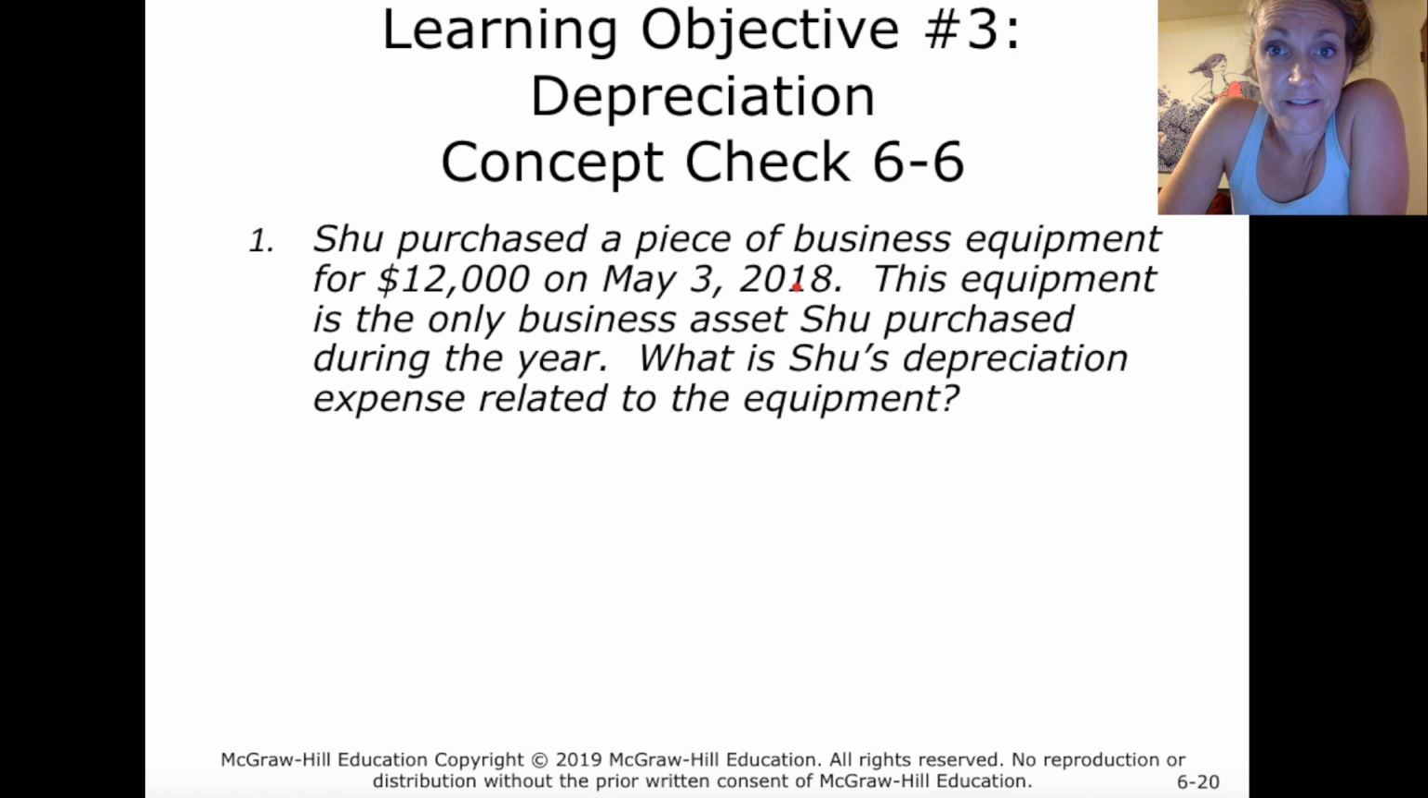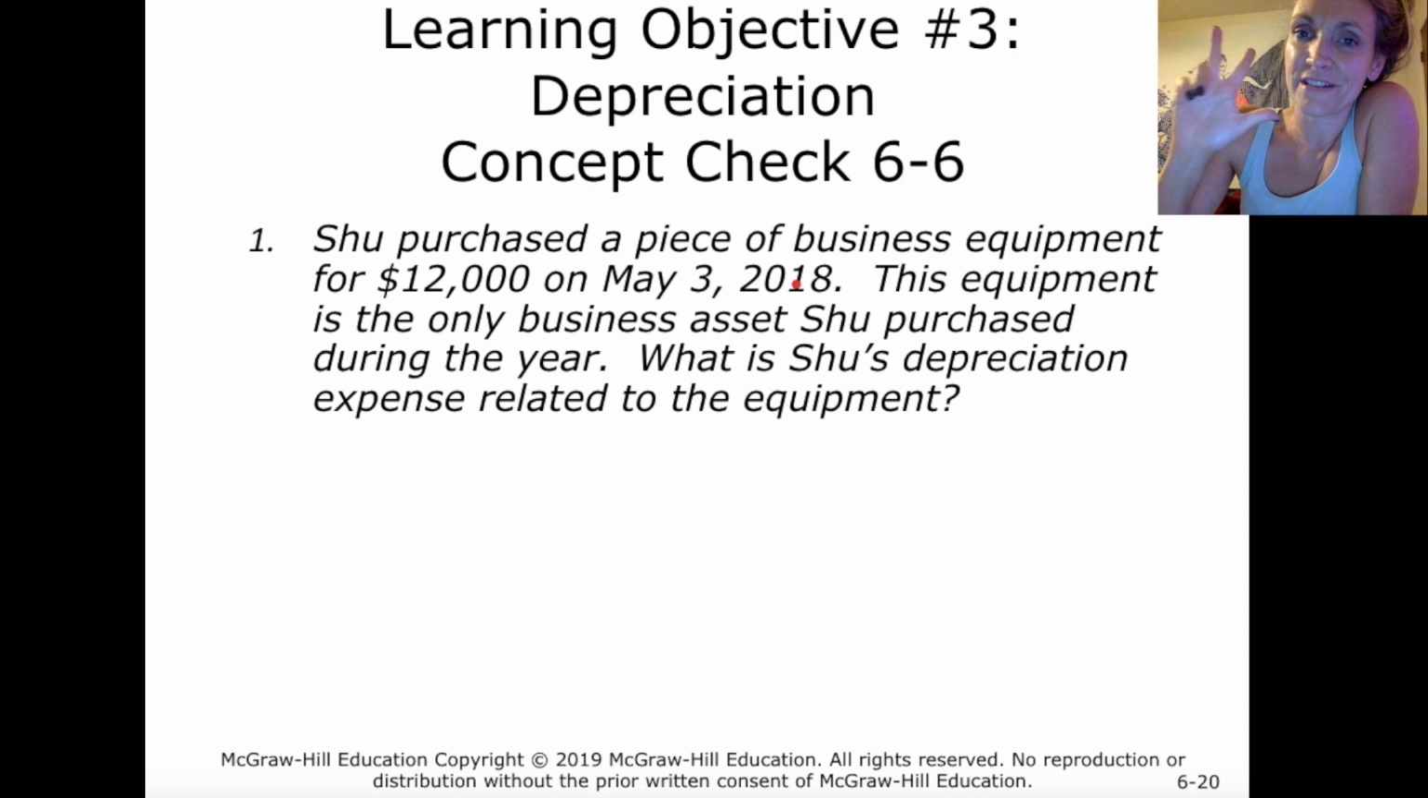This is not real estate, so it's not mid-month convention, it's half-year convention. But we first need to verify that more than 40% of the assets placed in service were not placed in service during the last quarter. October, November, December is the last quarter. Nothing was placed in service then, all before then, so she's fine.